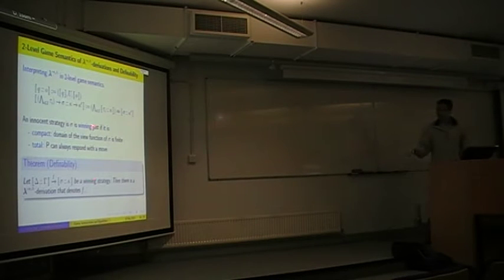To explain that result, let us say that an innocent strategy sigma is winning just in case it is compact. That is to say, the domain of the generating view function is finite, and it is total, in the sense that player P is always able to respond. So the definability theorem says: let sigma be a winning strategy, the domain and codomain being the interpretations of a type sequence. Then there is an intersection type derivation that denotes it.